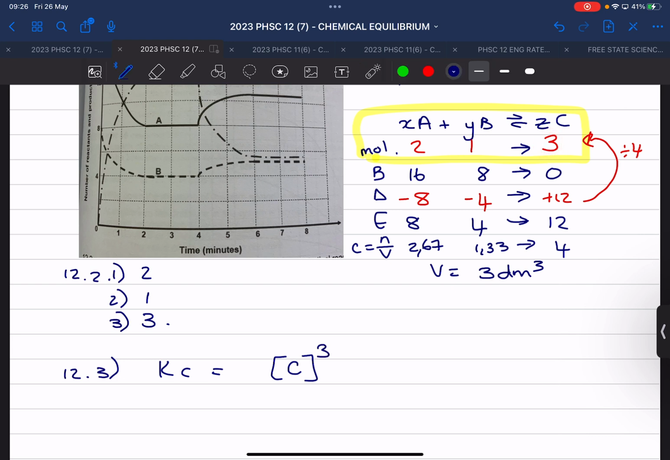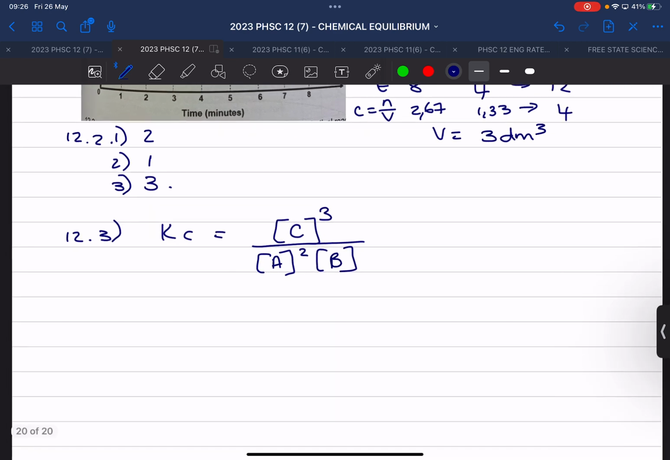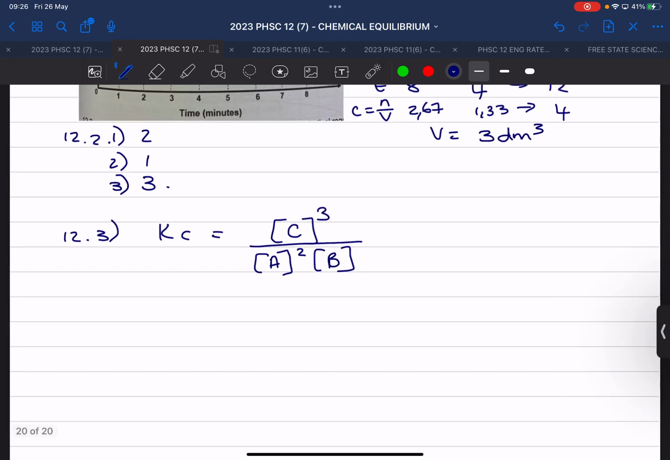Then the concentration of A, to the power of 2, and then B. Then we fill in our concentrations. That's 4 to the power of 3.